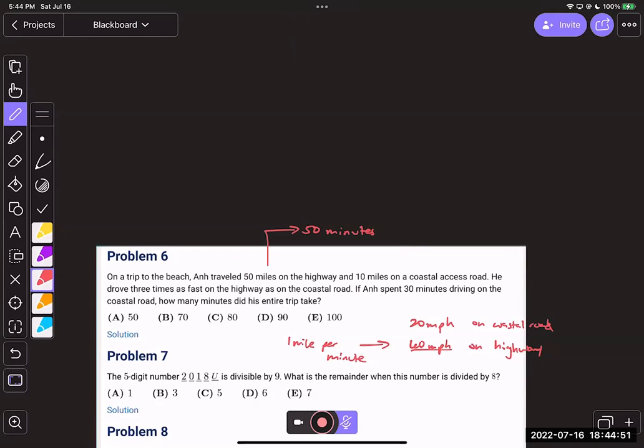Yeah, that's exactly it, right? So because 1 mile per minute is the same thing as 60 miles per hour, that means that 50 miles is the same thing as 50 minutes. So our total amount of time is 80 minutes. That's exactly it. Yep, nice work.